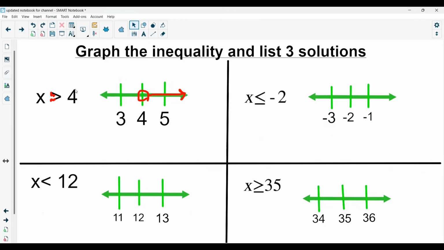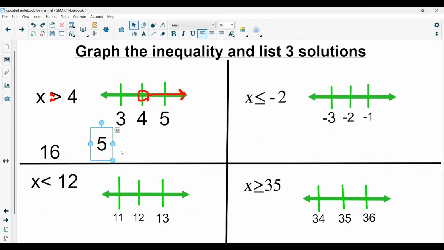And then there's another step they want us to do. They want us to graph the inequality and list 3 solutions. So let's think to ourselves, this says X is bigger than 4. What are 3 solutions that are bigger than 4? Give me some numbers. Just think to yourself and write down some numbers you think are bigger than 4. What about 16? Yeah, that's bigger than 4.